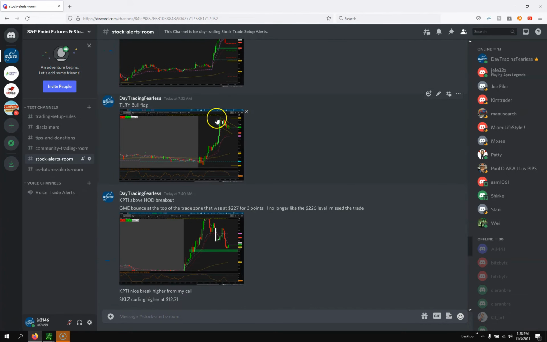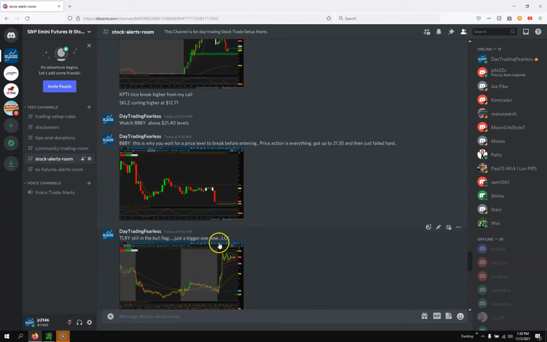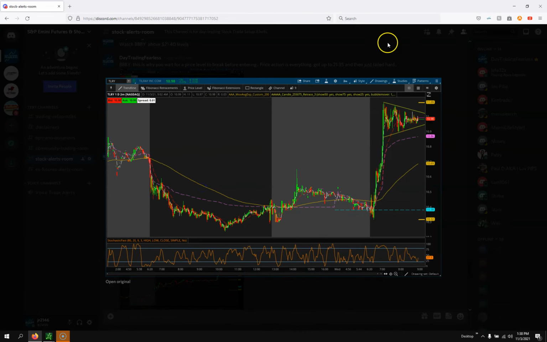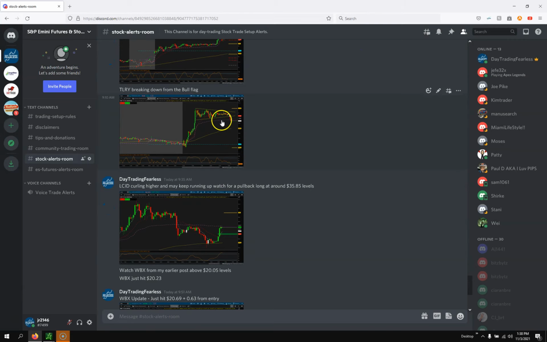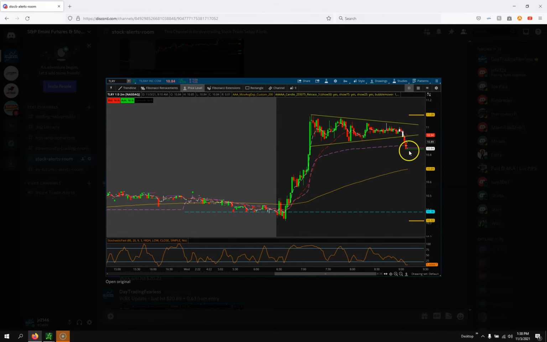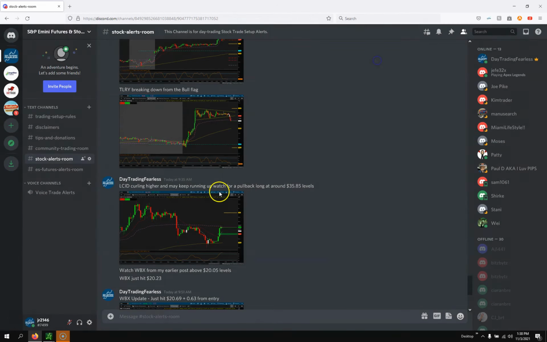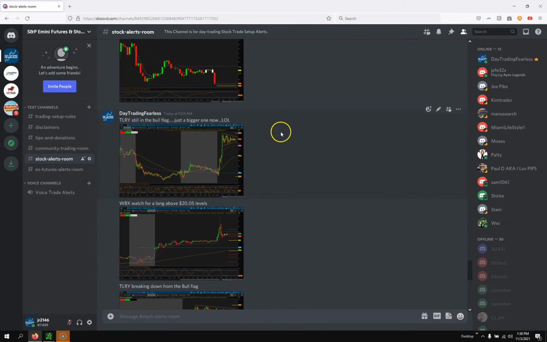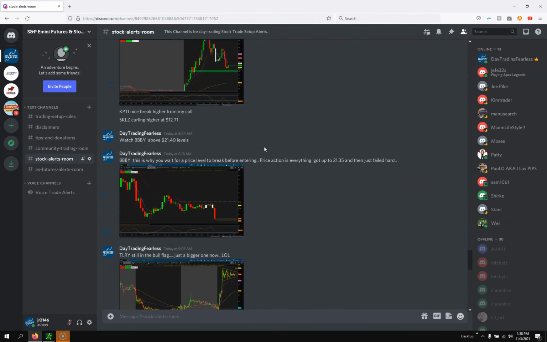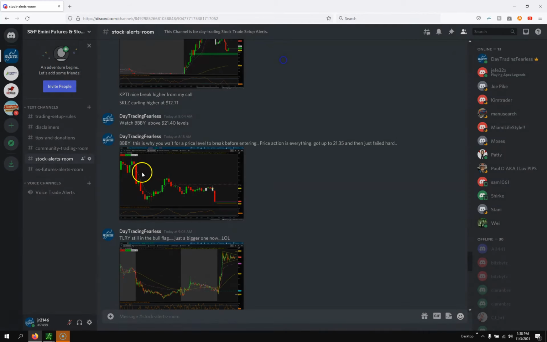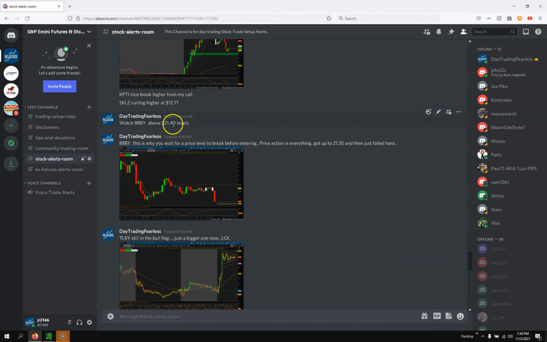Couple others, Tilray, nice bull flag, right? And then later on a bigger bull flag on Tilray. And then eventually Tilray broke down from that bull flag. So that was one. Another is, I say, hey, watch BBBY above 2140.